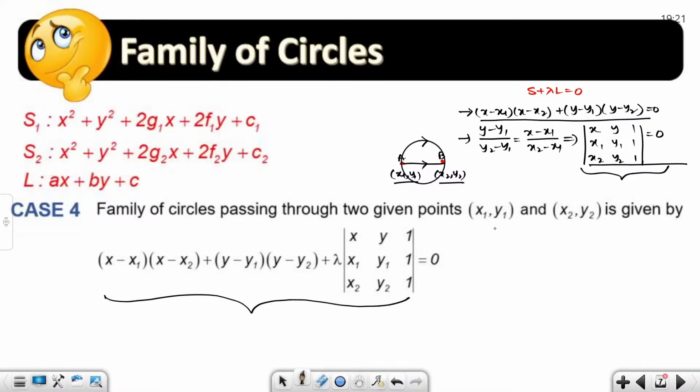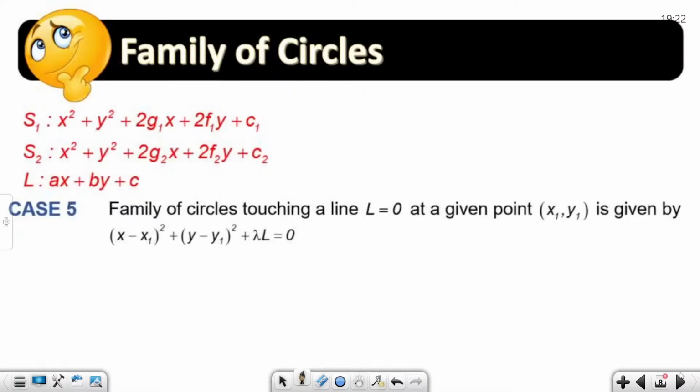In our question, only two points are given. Neither the equation of the circle nor the equation of a line is given to us. So what we have done is forcefully find the equation of a circle and the equation of a line which are intersecting at these two points given in the question. After that, I have simply applied the funda S plus lambda L equals 0. Is it clear? Absolutely. Okay, let's move to the next case.